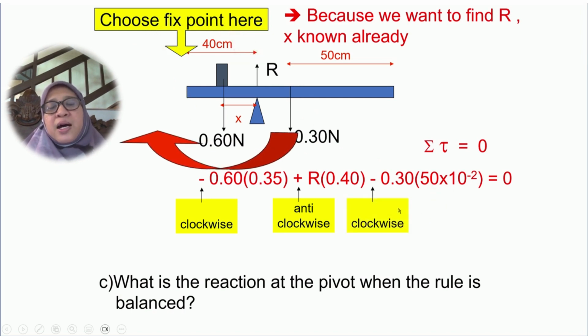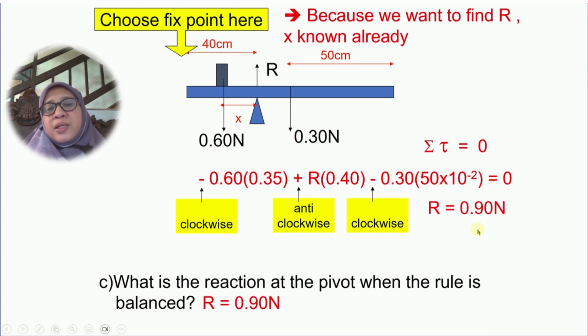Now we solve for R, and we get 0.90 Newton. So the reaction at the pivot is 0.90 Newton.